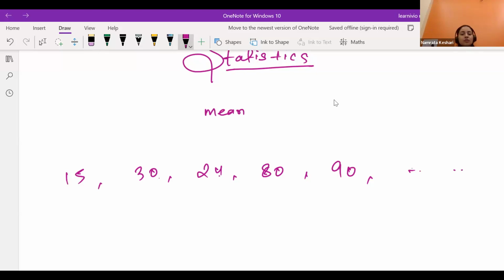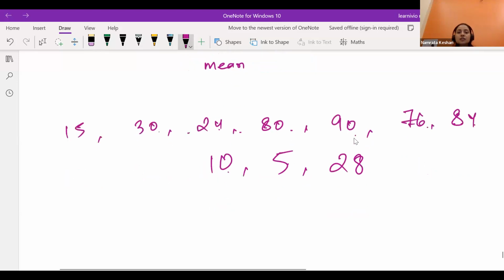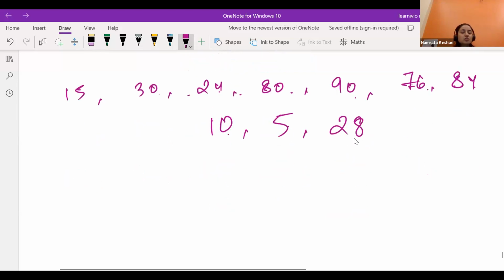Now let me take a few more: 76, 84, 10, 5, and 28. So these are the marks of students. I'm having a batch. In that batch, 10 students are there, and these are the marks they have got once I took the test of 100 marks. One student got 15 marks, another 30, another 24, 80, 90, 76, 84, 10, 5, and 28.